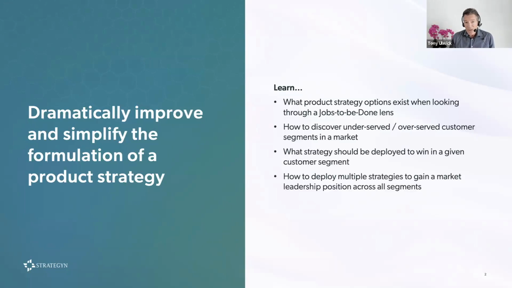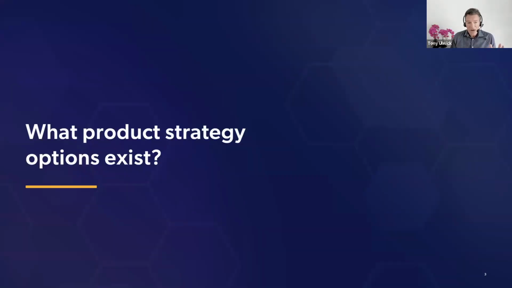And then how do you deploy multiple strategies? And when should you deploy multiple strategies in order to gain a market leadership position across an entire market? And lastly, we'll finish it up with how to predictively create a disruptive innovation, which is a strategy introduced by Clayton Christensen back in 1997 in his book, The Innovator's Dilemma. So let us get into it. I'm going to start with what product strategy options exist.